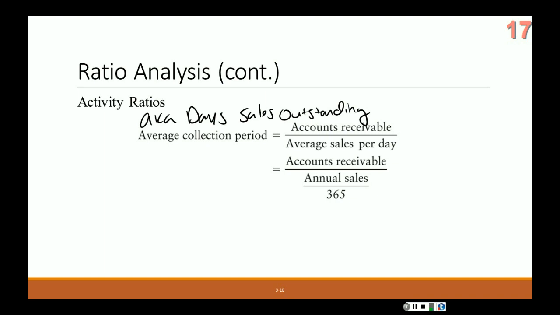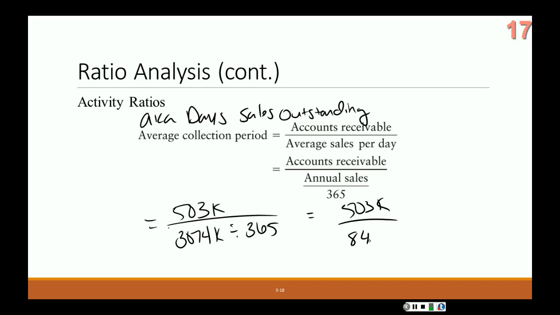We can calculate this for Bartlett Company. We see that accounts receivable is 503, found on the balance sheet. And we divide that by annual sales found on the income statement, 3,074 over 365. If you work this out, you'll have 503,000 over 8,422, and that's equal to 59.7 days.